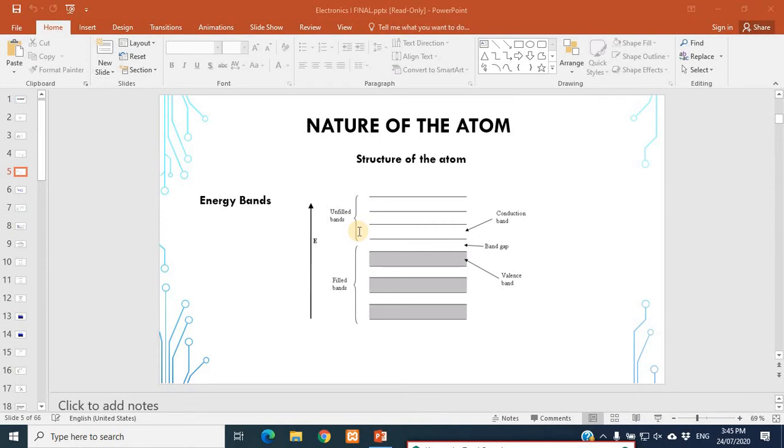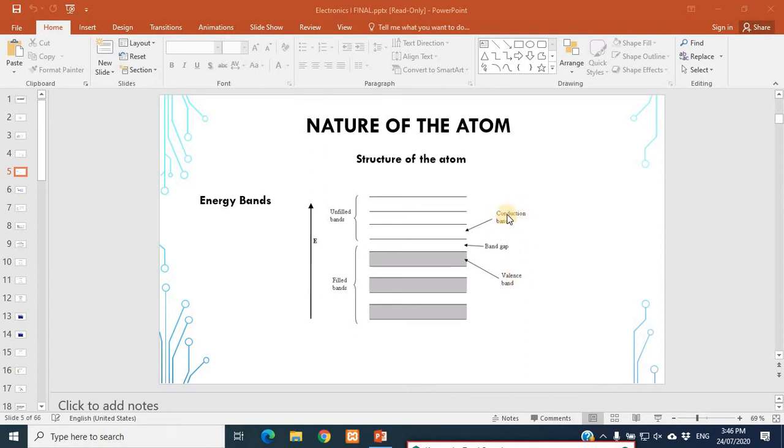Then we don't talk about energy level, we talk about energy bands. And this can be grouped into the valence band, the band gap, sometimes called the forbidden gap, forbidden band. And they also have the conduction band. Now, the valence band is the normal energy band that is formed as a result of the normal bonding. And then we also have the conduction band.